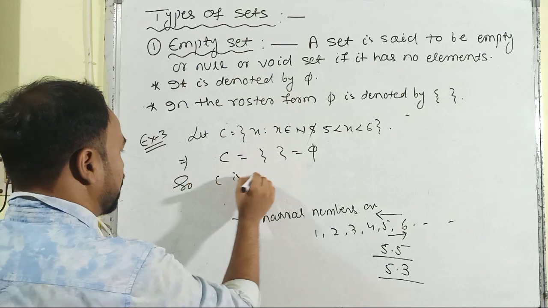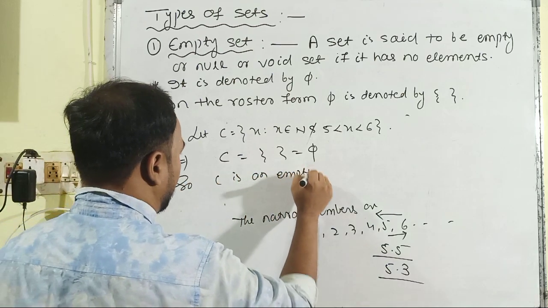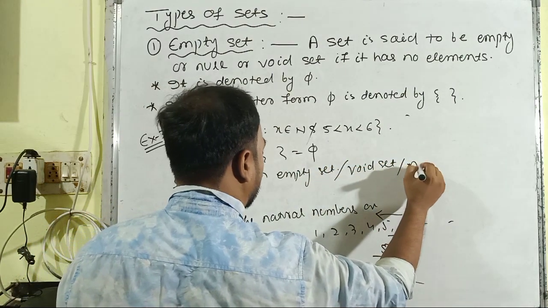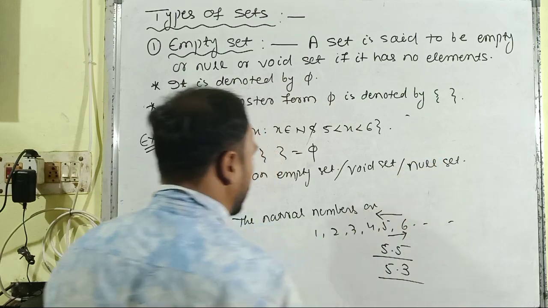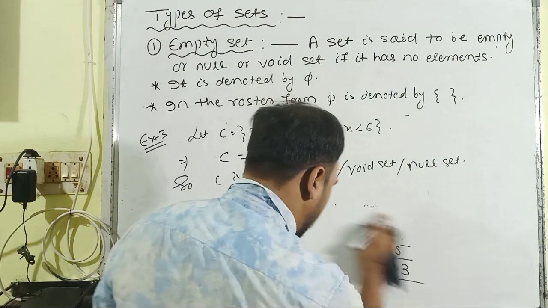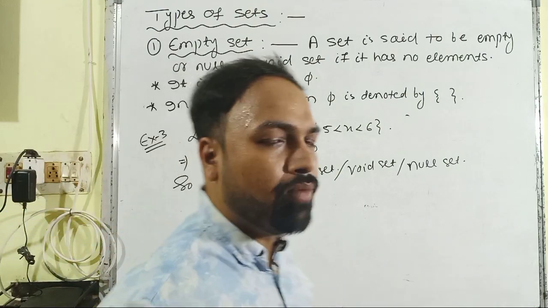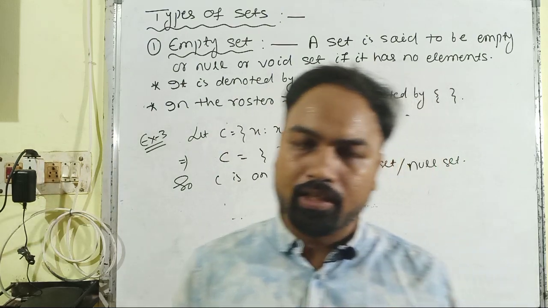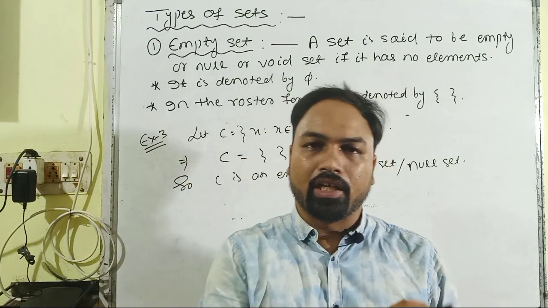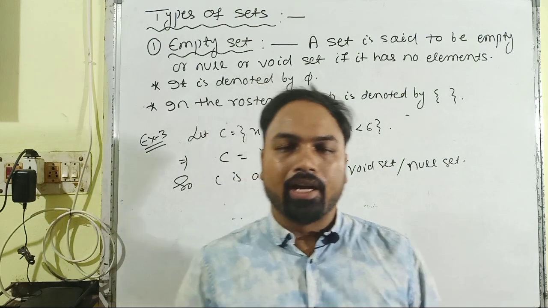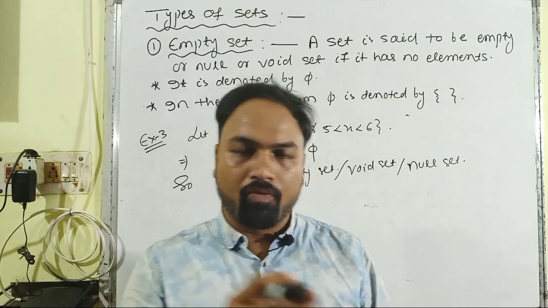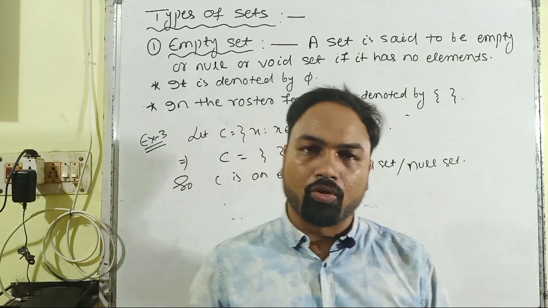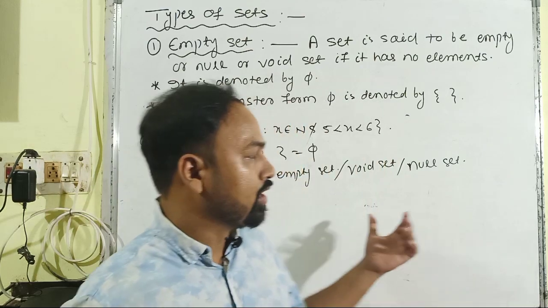So C is an empty set, or you can say a void set, or also a null set. So that is all about the empty set. The definition of an empty set says that it is a set which has no element in it. It is a special type of set containing no elements, and it is denoted by phi. In roster form, we have seen how we can represent the null set or empty set, and we have also seen some examples.